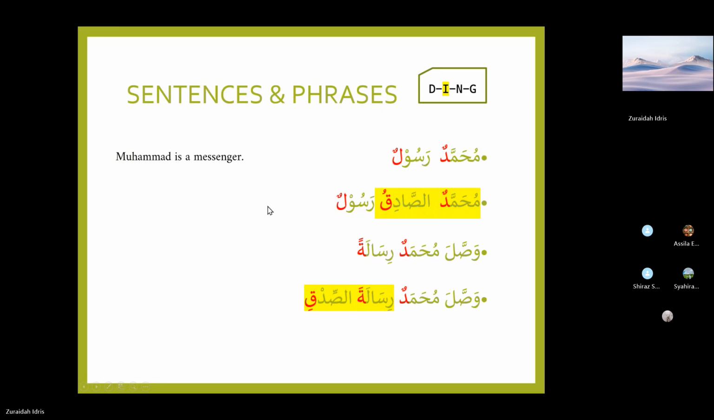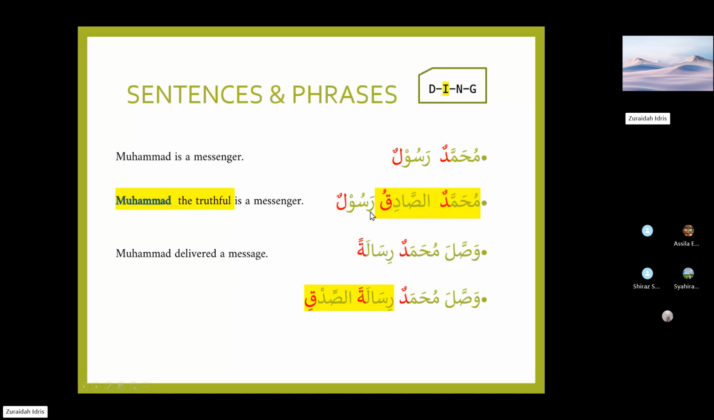We have something down here, and it's still the same thing. Muhammadun. Oh, sorry. Okay. Muhammadun Rasulun is still there, but I've inserted this thing, as-sadiqu. Yeah, as-sadiqu. Now, here, in this case, they match. They are identical in all four properties.